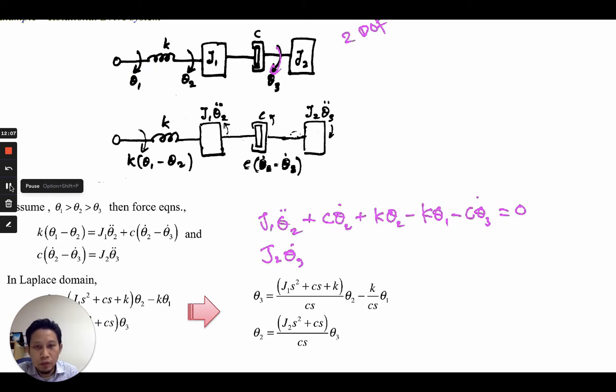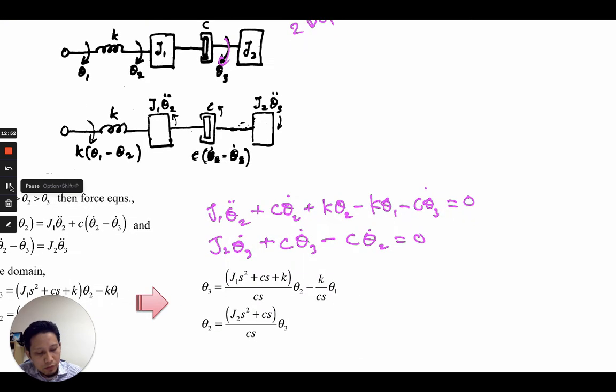Now we need to consider the motion caused by J1, because it is connected by a damper to J2. So we need to minus C. Oh, sorry, we need to consider the damper for theta 3 first, so C theta 3 dot, and then we need to minus C theta 2 dot equals to 0. So this is the first equation of motion, and this is the second equation of motion.